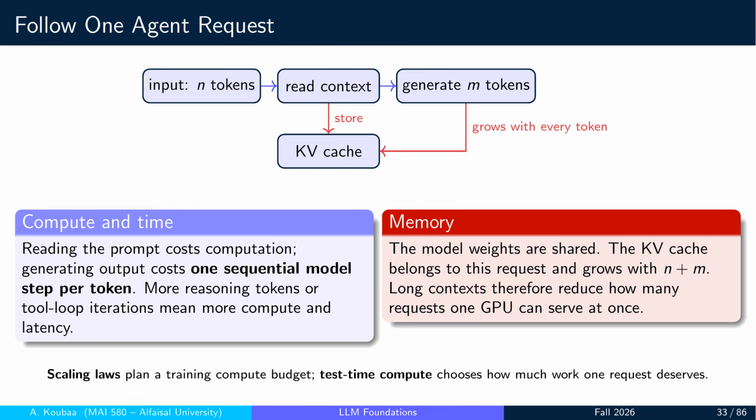Long contexts reduce how many requests one GPU can serve at the same time. Your context length is somebody's concurrency limit. Now, the line at the bottom, which separates two ideas we are about to compare. Scaling laws plan a training compute budget. Test time compute chooses how much work one single request deserves.